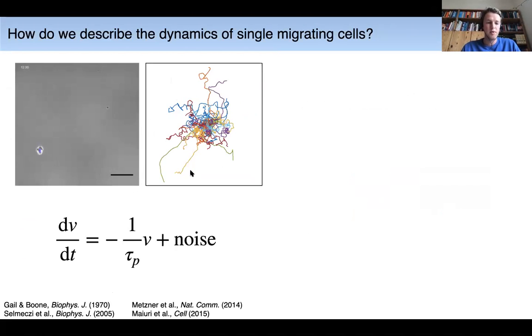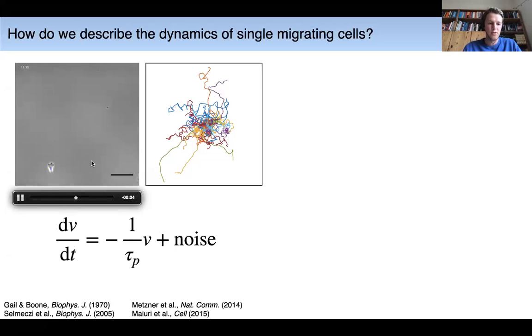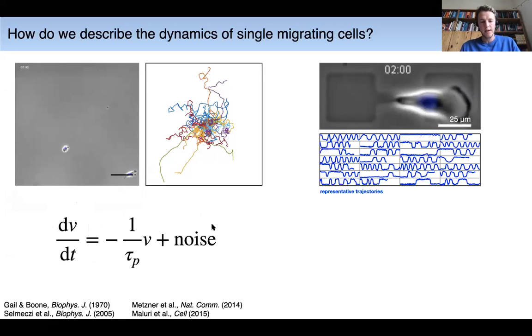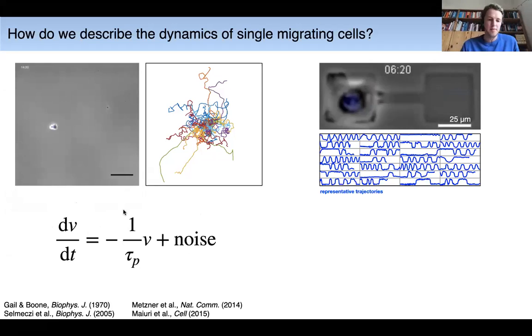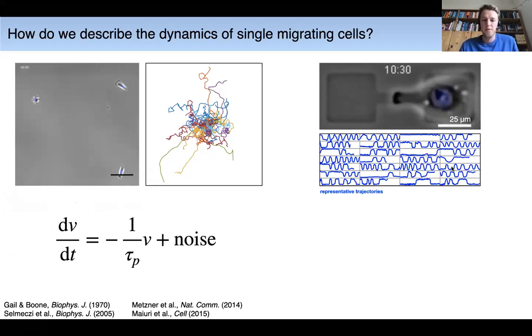This has actually been known for a long time for the migration of single isolated cells on unstructured isotropic environments, like I'm showing here in this video, where these cells perform some kind of random walk. You can describe their trajectories very accurately through a stochastic differential equation, which is basically an equation of motion for the cell, which gives its acceleration as the sum of a deterministic persistence term and a stochastic Gaussian white noise term.